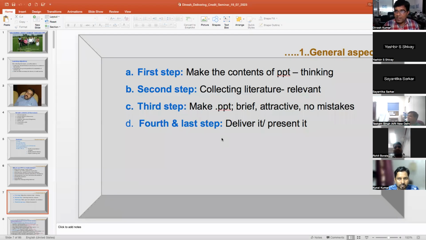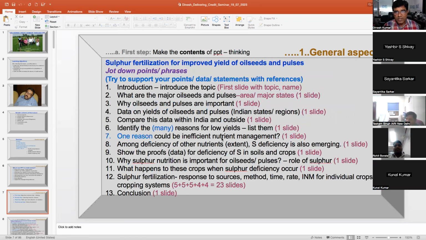There should not be any single mistake in your PowerPoint, particularly spelling mistakes, because it will distract the audience. Okay, this person, he is writing the wrong spelling of Melilotus alba. So they will mind it. So there should not be any single mistake in any word. The fourth and last step is to deliver it before the audience.